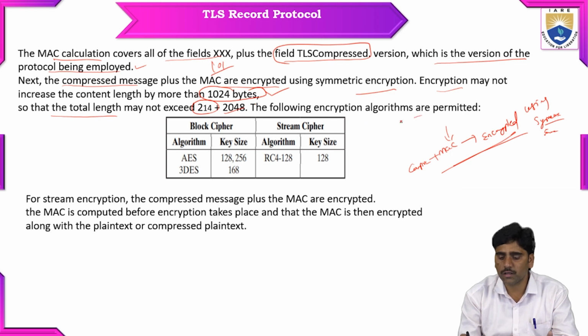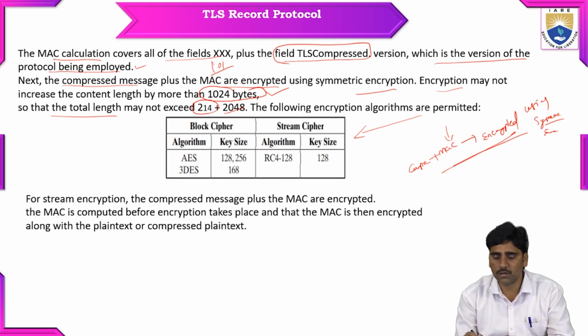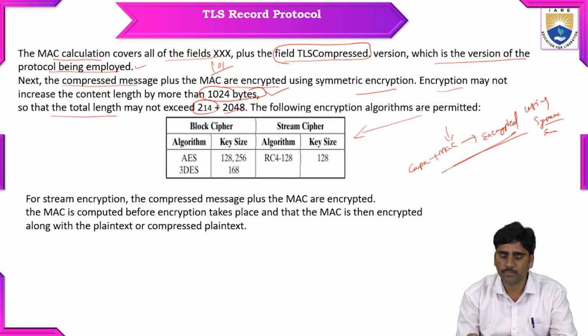The following encryption algorithms are permitted. Because of these size issues, we have to use certain types of algorithms. AES, the Advanced Encryption Standard, is one algorithm, and triple DES, 3DES, the Data Encryption Standard, is another, with key sizes of 128, 256 and 168. And for stream ciphers, the RC4-128 algorithm is one, having a key size of 128.